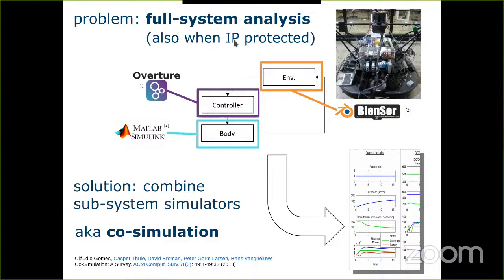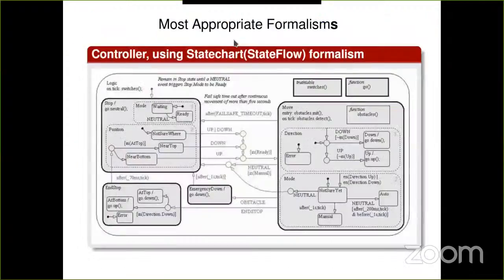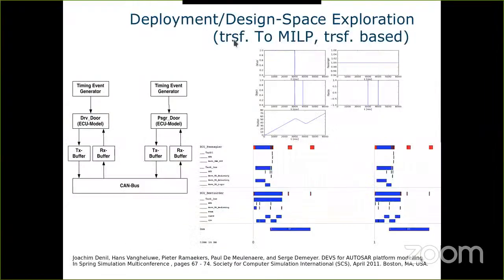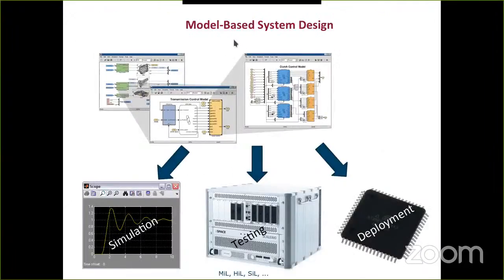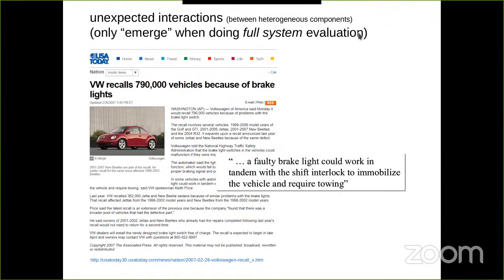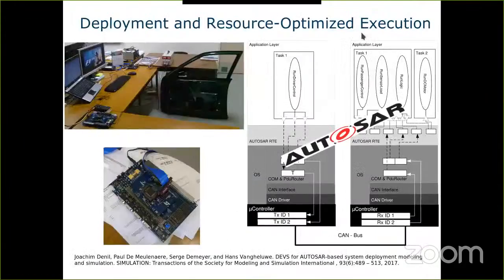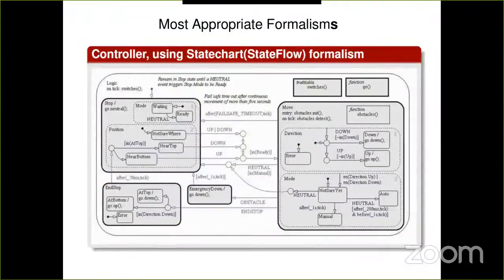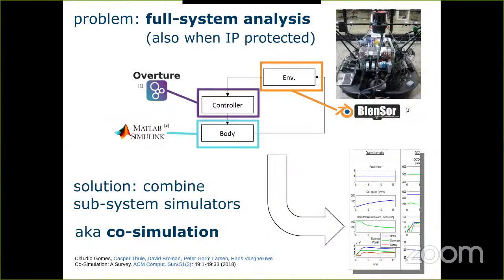Maybe you may remember somewhere up here, I said, where was it? Here. We need to do full system evaluation. Only then will we see that there are maybe unanticipated interactions. That's all very well. But what if your components come from suppliers who do not give you their models?